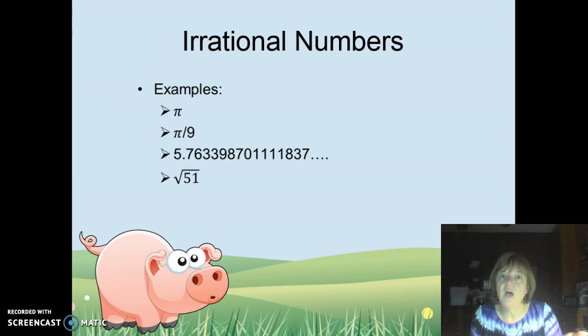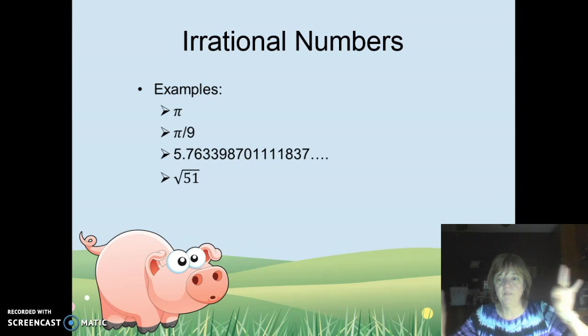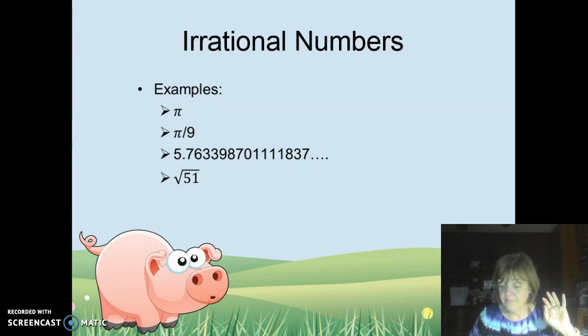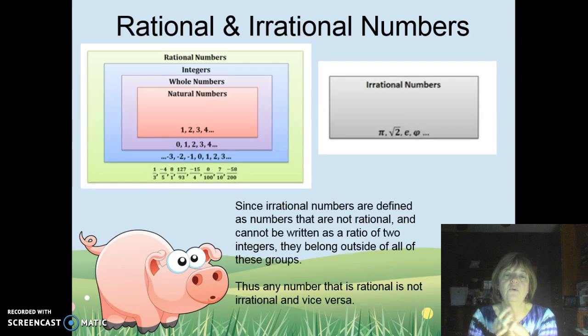And the square root of a non-perfect square, 51. 49 is a perfect square, and above it is 8 times 8, 64. But 51 isn't. So if we take the square root of 51 on our calculator, we get this really big, long number that just keeps on going and doesn't ever end. So I want to show you.